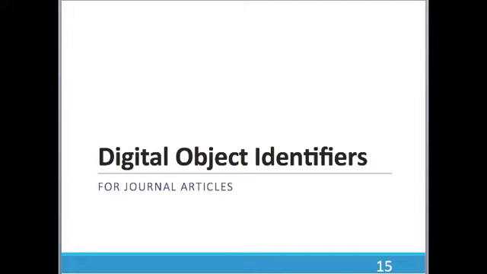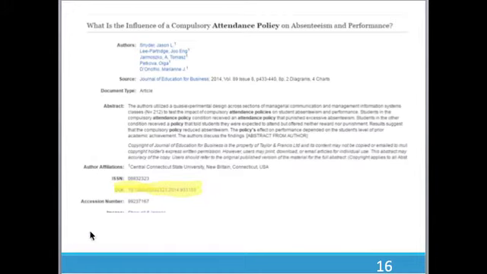For journal articles that you find, make sure that you use the digital object identifier number. Here's an example of a DOI number that needs to be included in your citation on your references page.